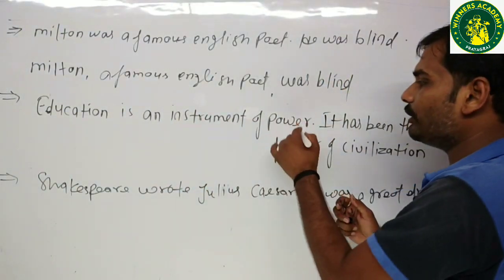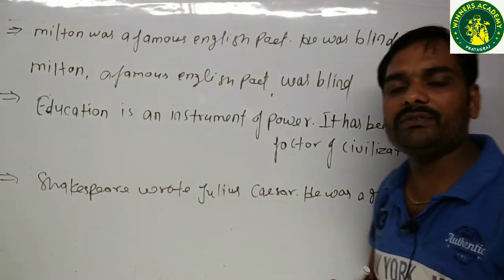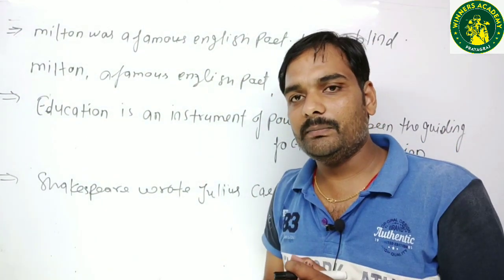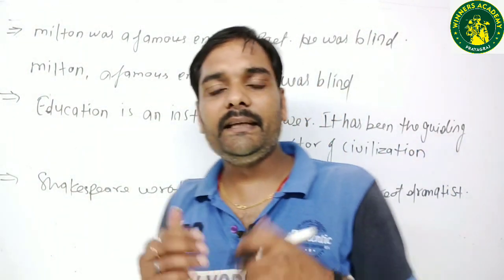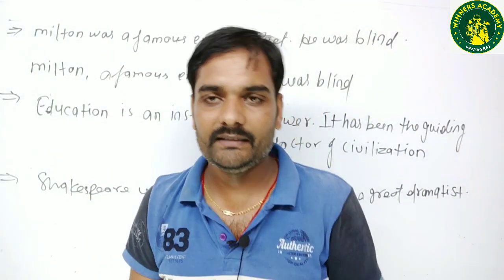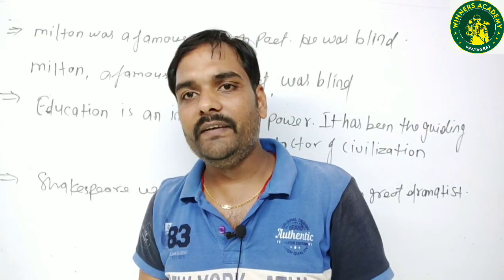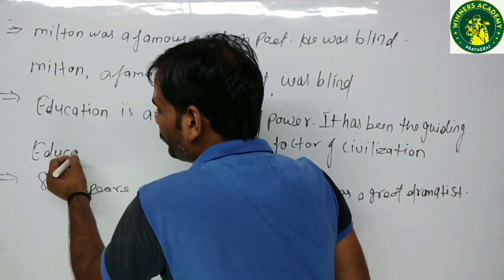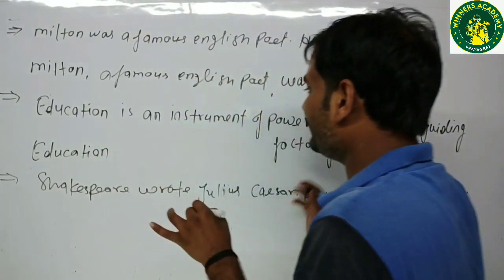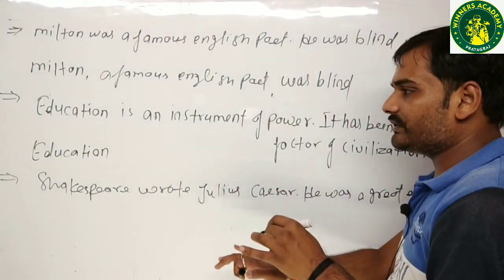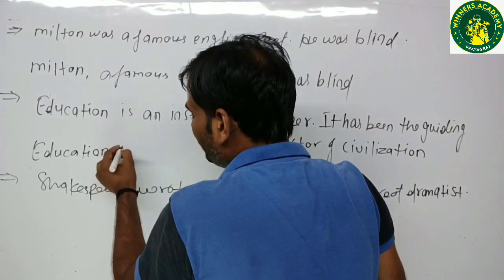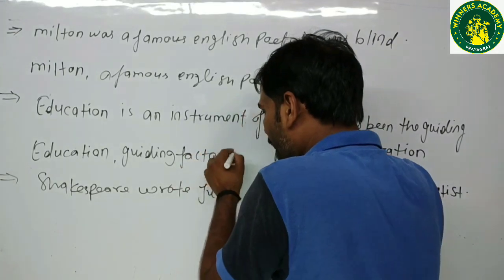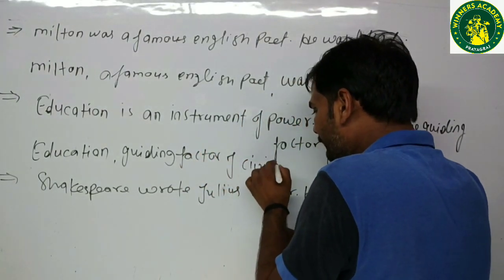Education is an instrument of power. It's been the guiding factor of civilization. Meaning, what is education? It is an instrument of power that has always been the guiding factor in creating good citizens. Meaning, it is always considered a good factor. First, you should write education. Now see whether to write instrument of power or guiding factor of civilization. So the best phrase is guiding factor of civilization. You write that.